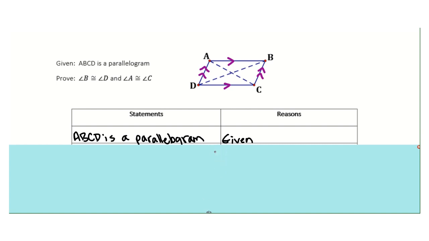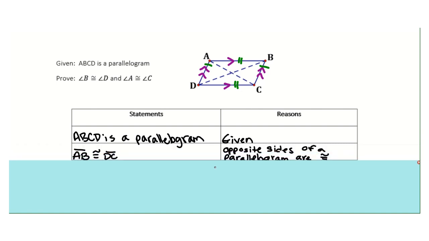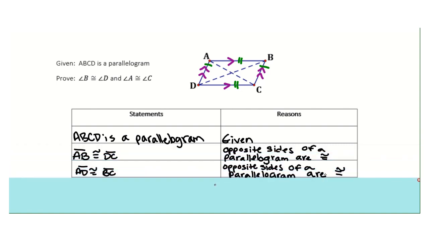Well, what did we just learn in the last one? We learned that opposite sides are congruent. So I also know that this side is congruent to this side, and this side is congruent to this side. So I'm going to go ahead and state that. So I can say that line segment AB is congruent to line segment DC, and that line segment AD is congruent to line segment BC. Because in our last proof, we learned that opposite sides of a parallelogram are congruent.